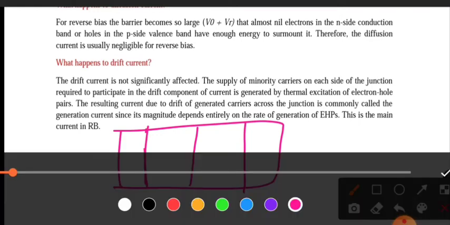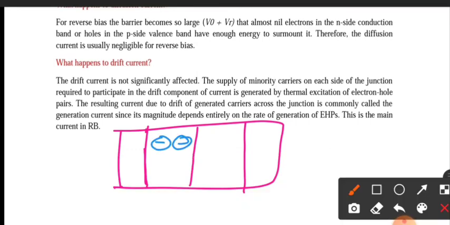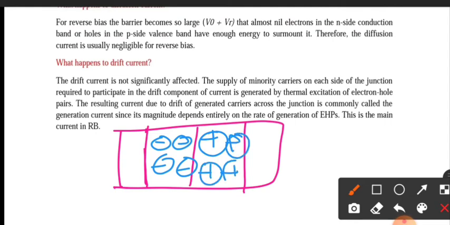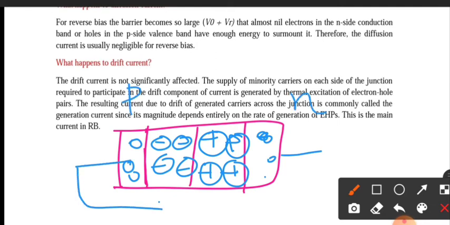We have more and more negative uncovered donor and acceptor ions at the junction, with holes here and electrons at this region. This is P and this is N. This happens due to the negatively charged terminal connected to P and the positively charged terminal connected to N. So there is no recombination, or electron or hole movement, to create any diffusion current. So diffusion current under reverse bias is 0.